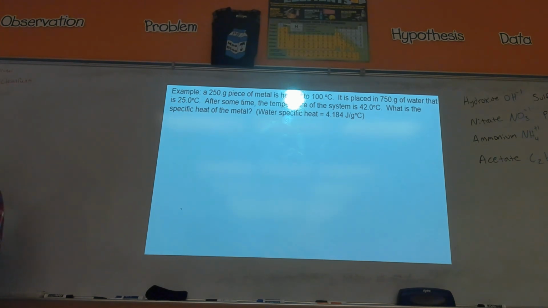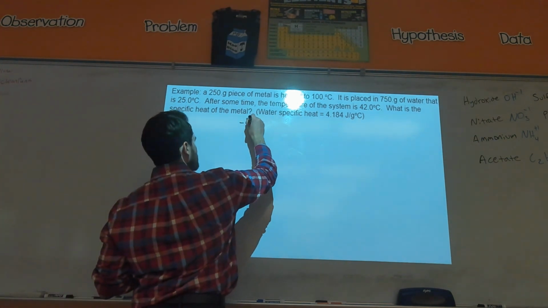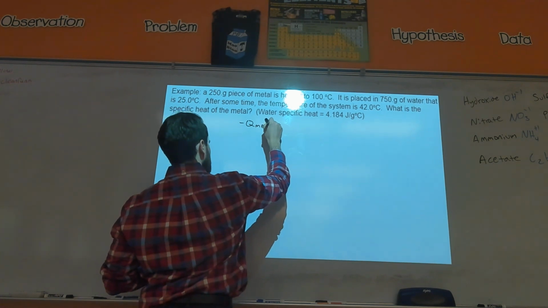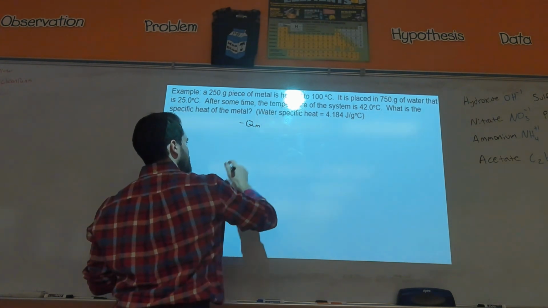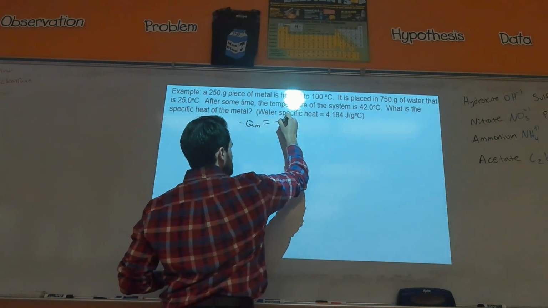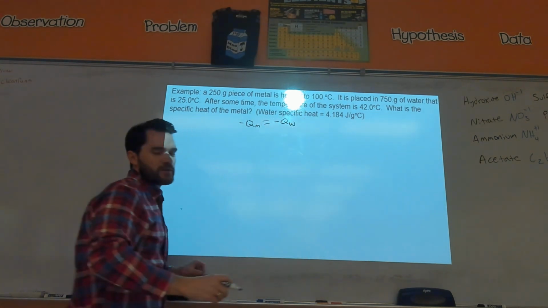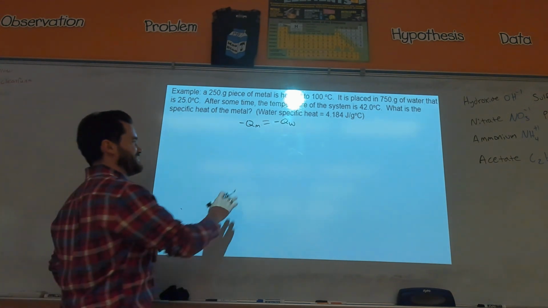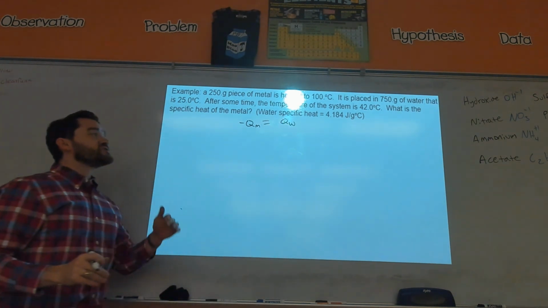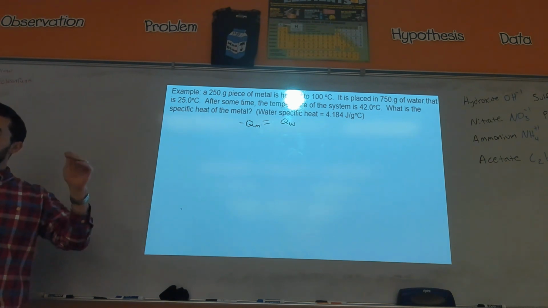And I think it's just worthwhile to see how you work with some of this stuff. So the idea here is what I said earlier: negative Q of the metal, and shorthand, we'll just say M for metal. Negative QM equals QW. We'll say W is the water. Wait, negative. This is positive. Sorry. So then expand that out. Q equals MC delta T.